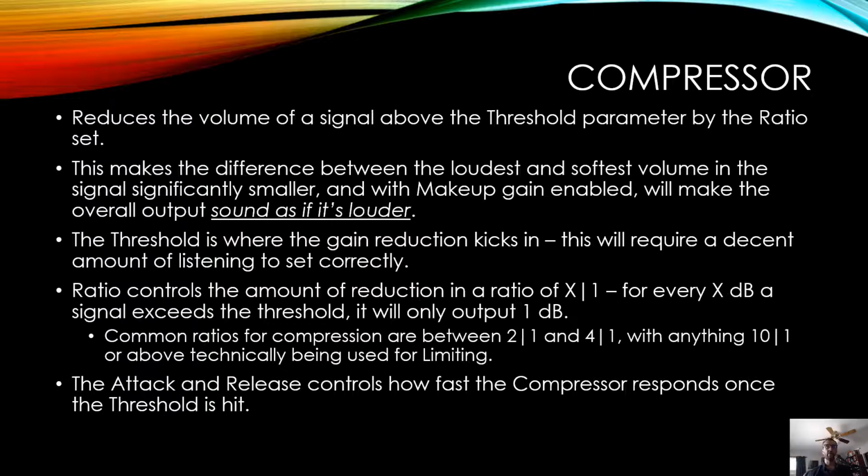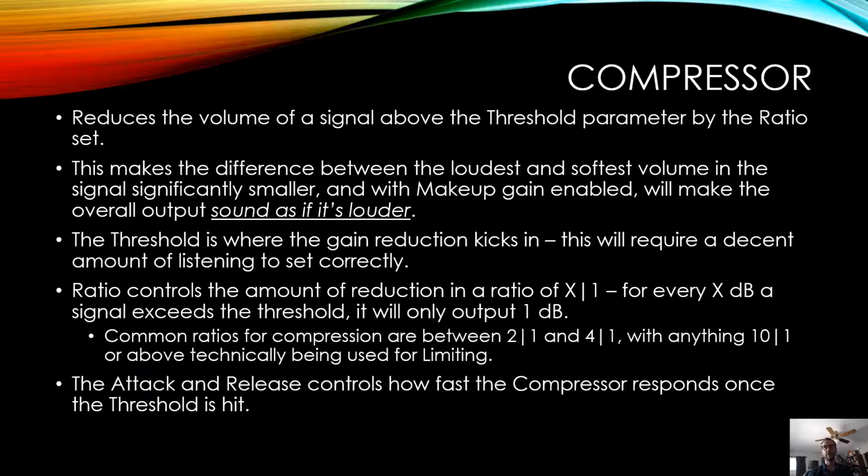Threshold is where the gain reduction kicks in. So this requires a decent amount of analysis and listening in particular to set correctly. Ratio controls the amount of reduction in a ratio of x to 1. So for every x dB a signal exceeds the threshold, it will only output 1 dB. So for example, if you have a 2-to-1 ratio, if you go 2 dB above the threshold, it will only output 1 dB. If you go 4 above, it will only output 2 dB.